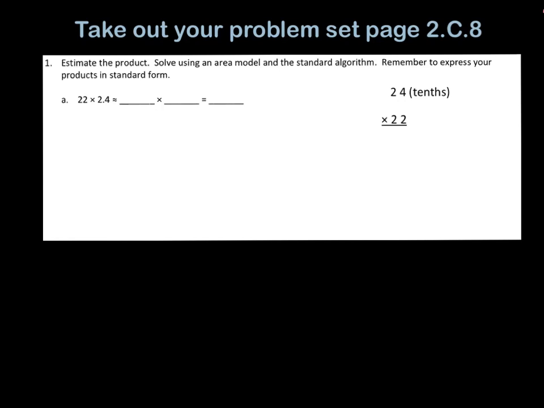Take out your problem set, page 2C8. This is lesson 10, and you may have to go towards the back of the book to get to this page. Let's look at number 1. First it says, estimate the product. Solve using an area model, which we did with the last lesson, and the standard algorithm. Whenever you see standard algorithm, it means just the traditional way. It also says, remember to express your products in standard form, which is just the regular way of writing a decimal.